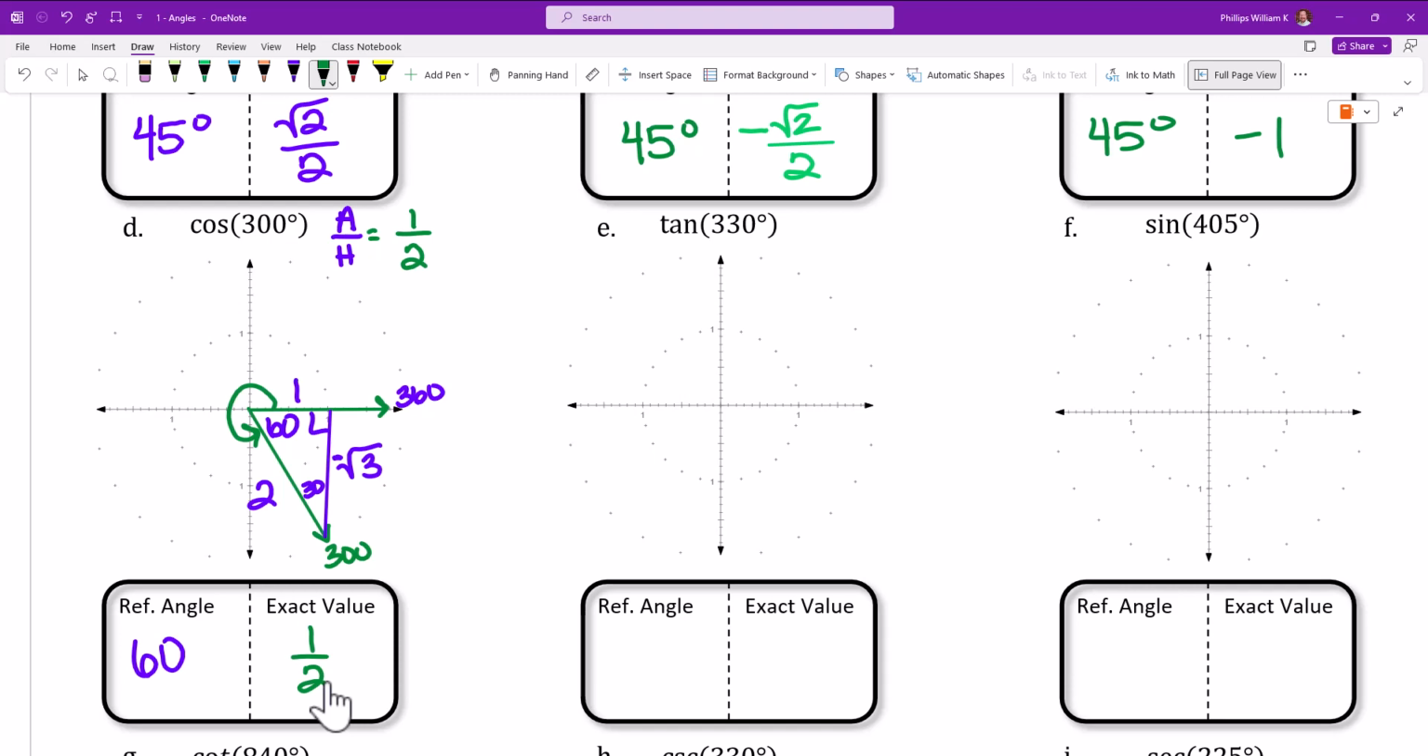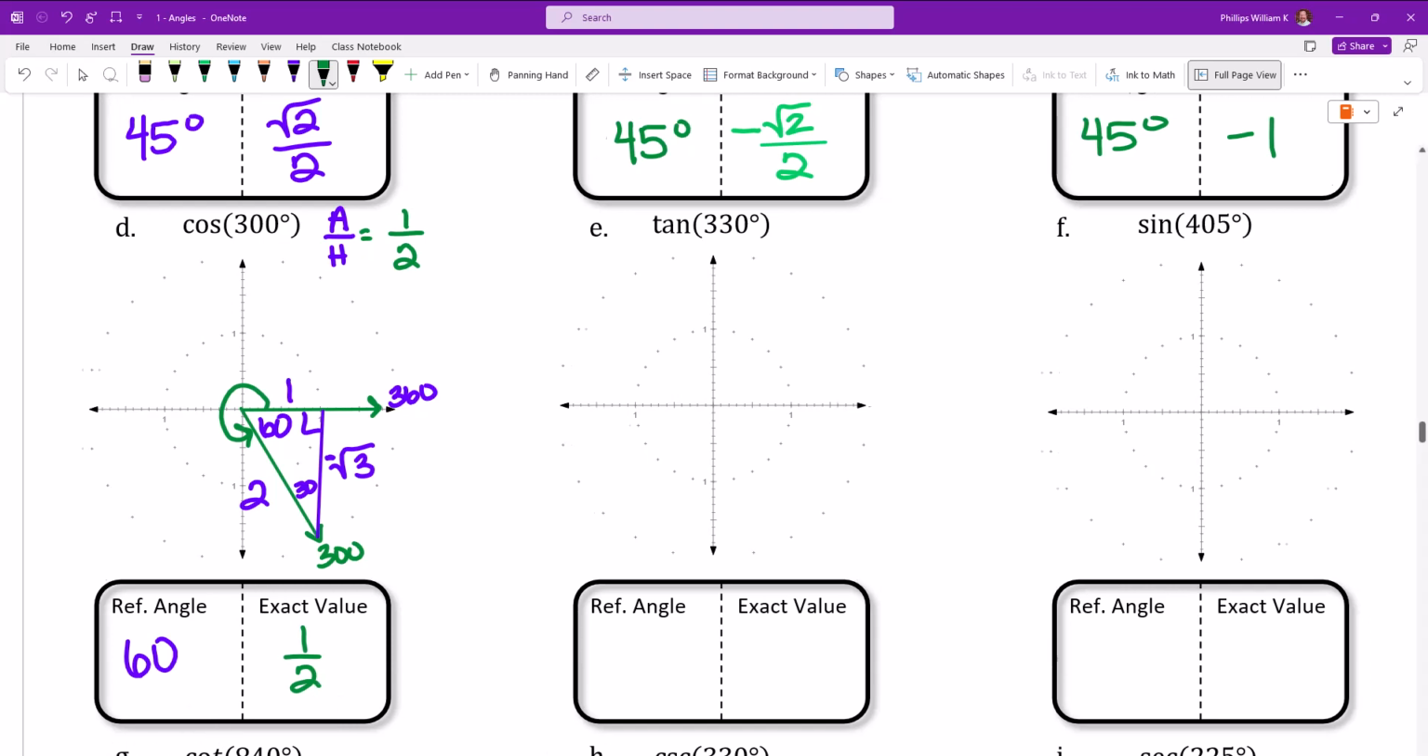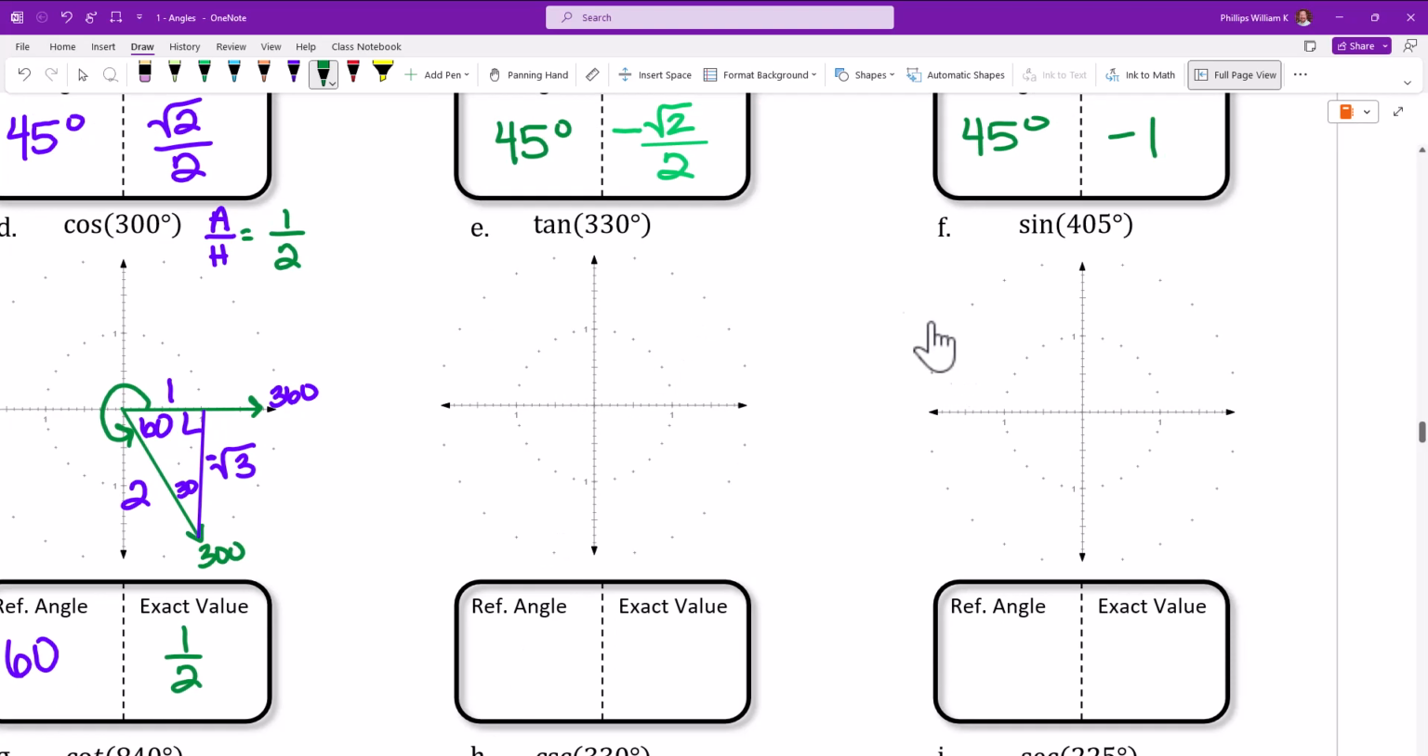So I said we were going to work on that. So with letter F, what's going on here? We got 405 degrees. We have not had one like that. How does that even fit on a circle? Mr. Phillips, how do I find that?